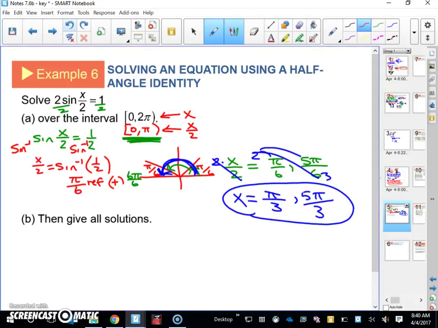Part B says, then give all solutions. We're going to skip that for now. Maybe we'll come back to that later, but we're going to skip that.